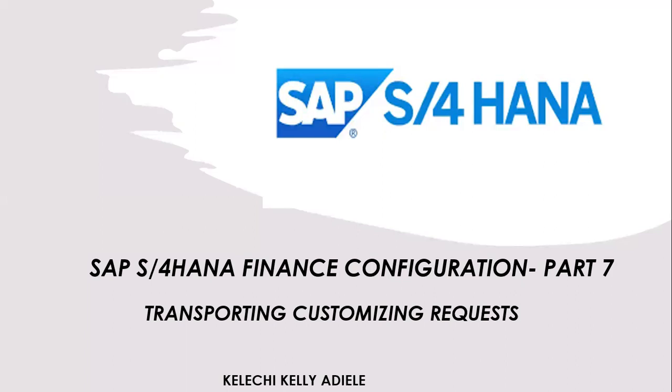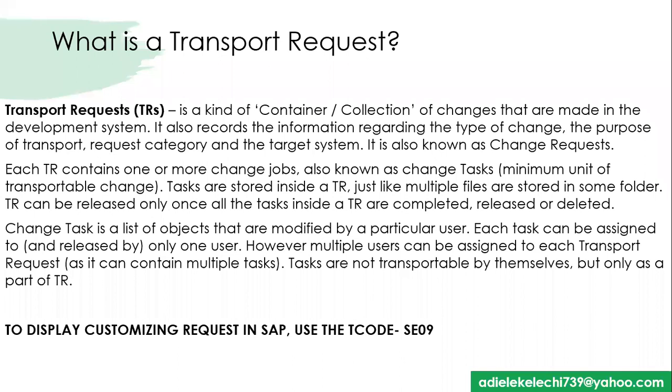Okay, so what is a transport request? A transport request is a kind of container or collection of changes that are made in the development system. Take note, or the development client. It also records the information regarding the type of change, the purpose of transport, the request category, and the target system. So basically, all your configurations or changes that are being made in development clients is what we call your transport requests.